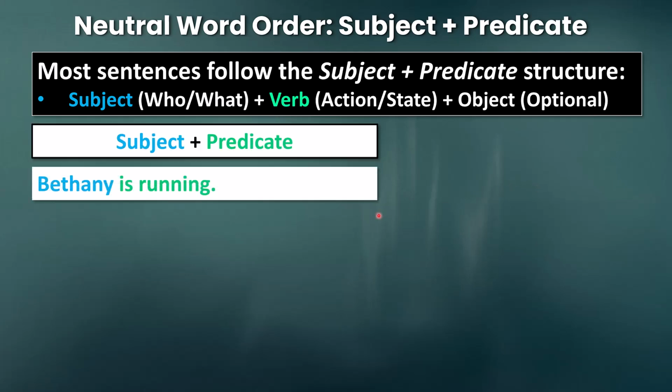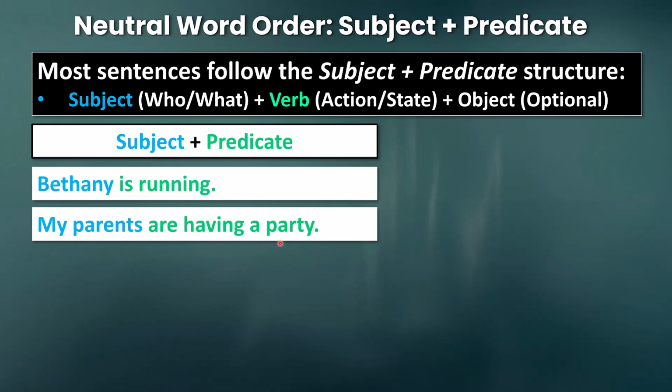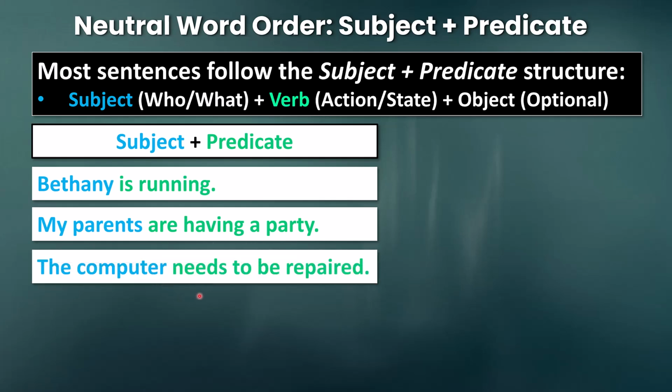So for example, Bethany is running. Here we have the subject, Bethany, and the predicate is running. My parents are having a party. Again, we have the subject, my parents, and the predicate are having a party. The computer needs to be repaired. Again, we have the subject followed by a predicate.